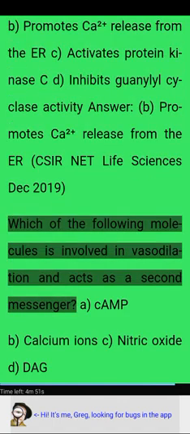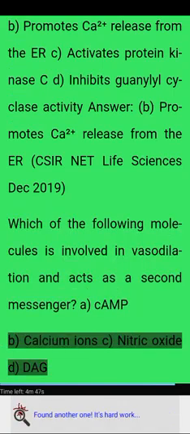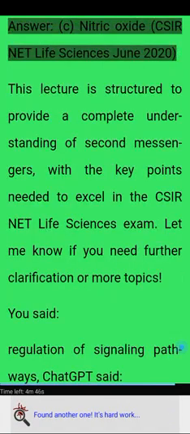Which of the following molecules is involved in vasodilation and acts as a second messenger? A. cAMP. B. Calcium ion. C. Nitric oxide. D. DAG. Answer. C. Nitric oxide. CSIR NET Life Sciences June 2020.